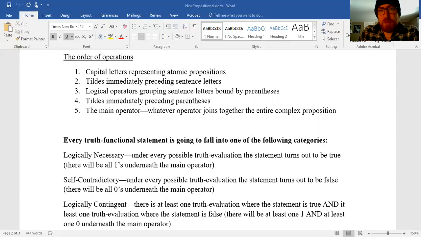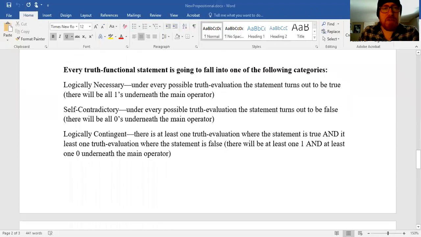All right, now, but every truth functional statement itself is going to fall into one of these three categories, okay? So a well-formed formula, a truth functional statement, is either going to be logically necessary. Now, what that means is that under every possible truth evaluation, the statement turns out to be true. Now, how that would look in an actual truth table is if a statement is logically necessary, that means you're going to have all ones underneath the main operator.